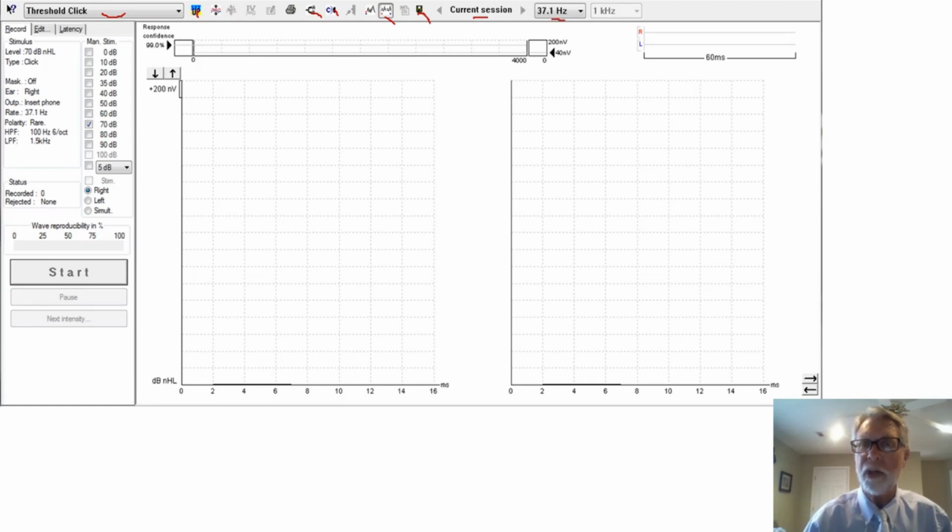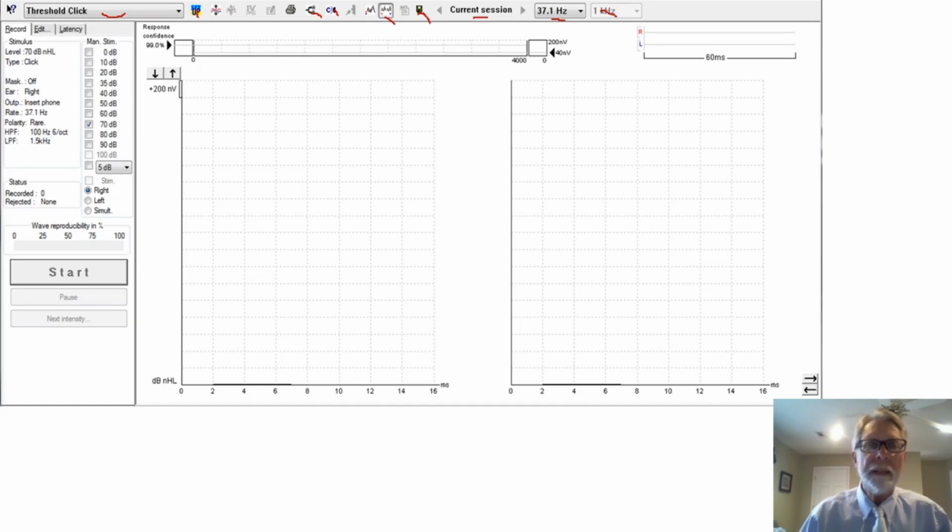Right here, we have a way of changing the stimulus rate. You can have a number of rates that you commonly use that you might change. You might have 11.1, 21.1, 37.1, 77.1. Whatever you want will be there. You just drop down and you can make an immediate change of rep rate without going to the protocol changes. And if you're doing frequency-specific work, right here, you can have your stimulus change. So you can do like 500, 1,000, 2,000, and 4,000 on the same screen.